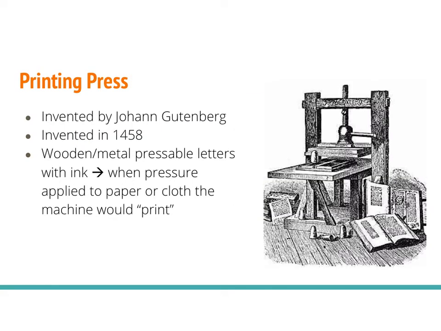Now while the abacus was used in 5000 BC, the next information processing device that we really utilized was the printing press, which was invented by Johann Gutenberg in 1458. So it took a long time for us to develop a new type of information processing device. And essentially, it used wooden or metal pressable letters with ink on them that could print onto paper or cloth. So this device was really the first thing that they were able to utilize in order to mass print information in a more effective way than just rewriting it out to distribute a piece of text or information.